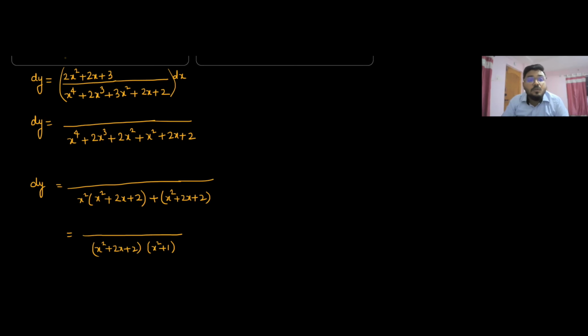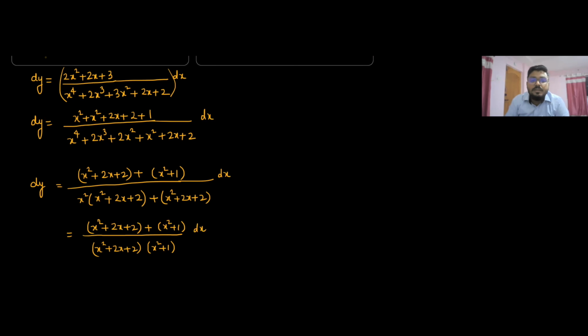Now focusing on the numerator, you can write this as 2x square is x square plus x square, plus 2x, and 3 you can write 2 plus 1. Why are we writing like this? So that we can write it as x square plus 2x plus 2 separately and plus the remaining x square plus 1. So the benefit we are going to have after writing like this is, now you can separate the denominators.